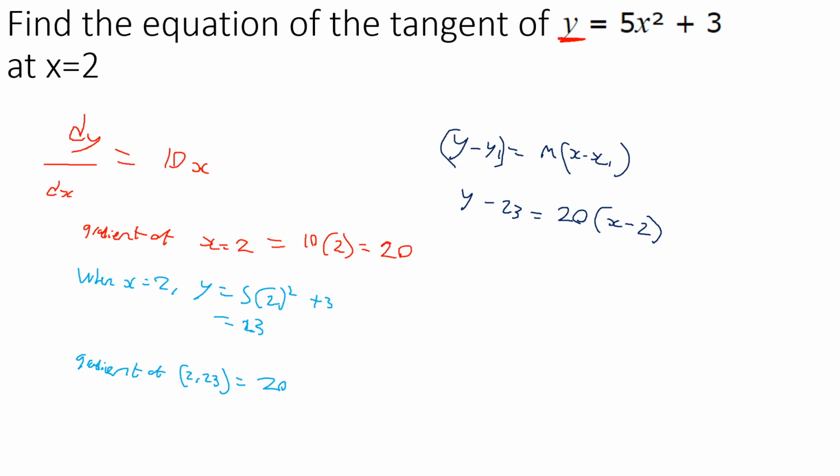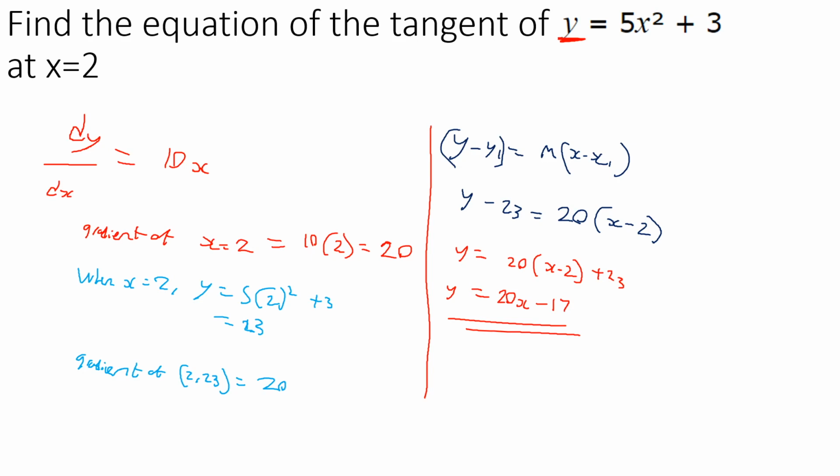Okay? And if we make y the subject, we'll get y equals 20x minus 2 plus 23. And then we can just expand the bracket. So we're left with y is equal to 20x minus 17. So that is the equation of the tangent at y equals 5x squared plus 3 at x equals 2.